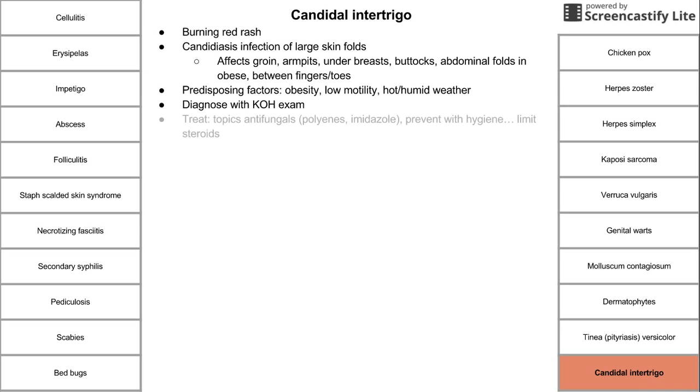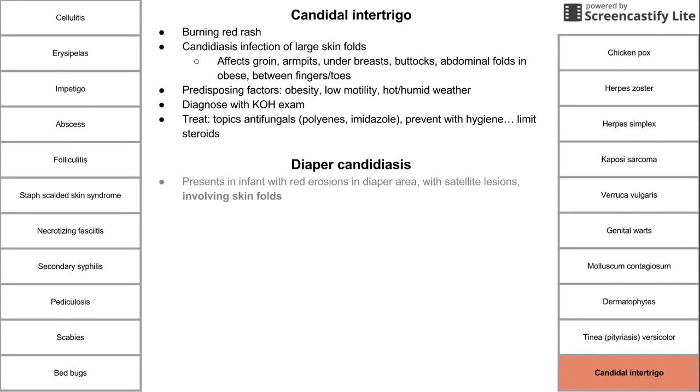Diagnosed with KOH exam, like the other fungal infections. Treat this with topical antifungals like polyenes, imidazole. You prevent candidal intertrigo with better hygiene, and you want to limit steroid use. One more disease that's caused by fungus is diaper candidiasis. This presents in infants with red erosions to the diaper area.